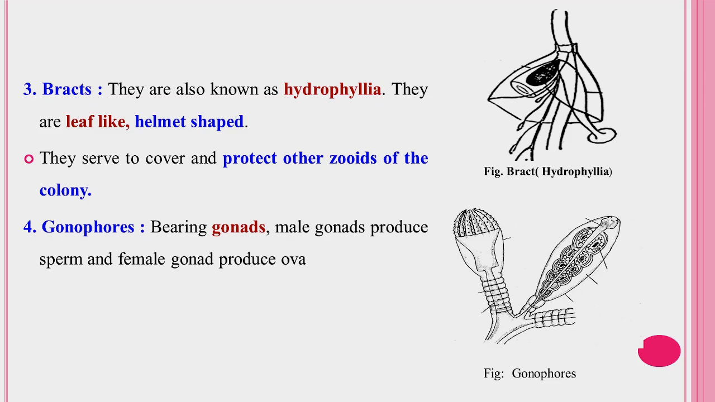And the third one is bracts. These are also known as hydrophyllia, and they seem to be leaf-like or helmet shaped. They serve to protect the zooid from other zooids of the colony. And the fourth one is the gonophores. They bear the gonads. Here the male gonads produce sperms, whereas the female gonads produce the ova. They are called gonophores.